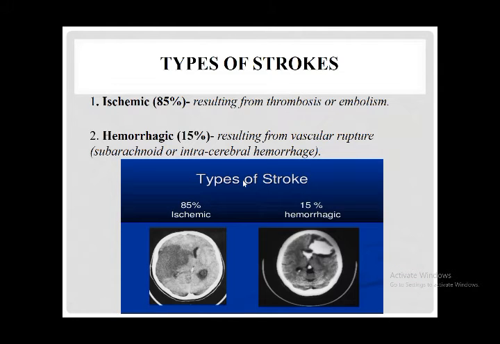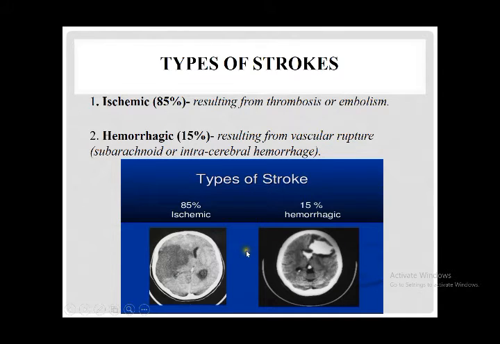Two types of stroke have been discussed. Ischemic: the majority of cases present with ischemic stroke, 85% of cases, which result from either thrombosis or embolism. Hemorrhagic strokes: 15% of cases present with hemorrhagic stroke that result from vascular rupture, either subarachnoid hemorrhage or intracerebral hemorrhage.